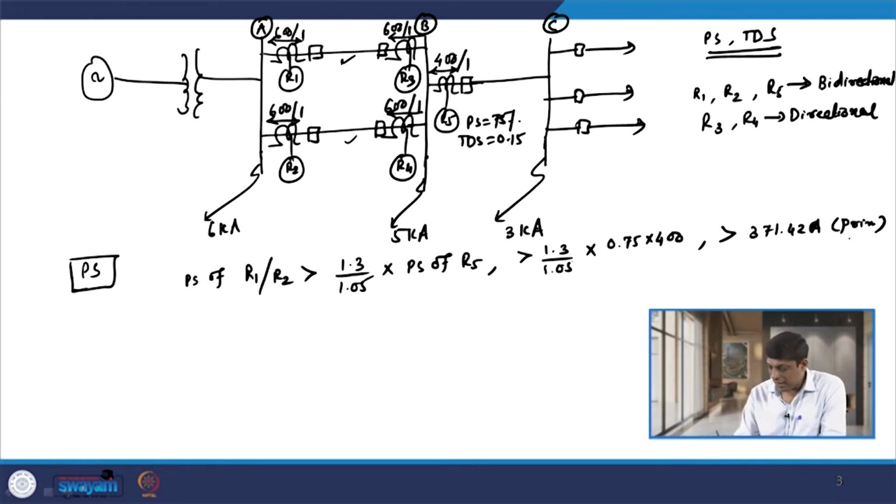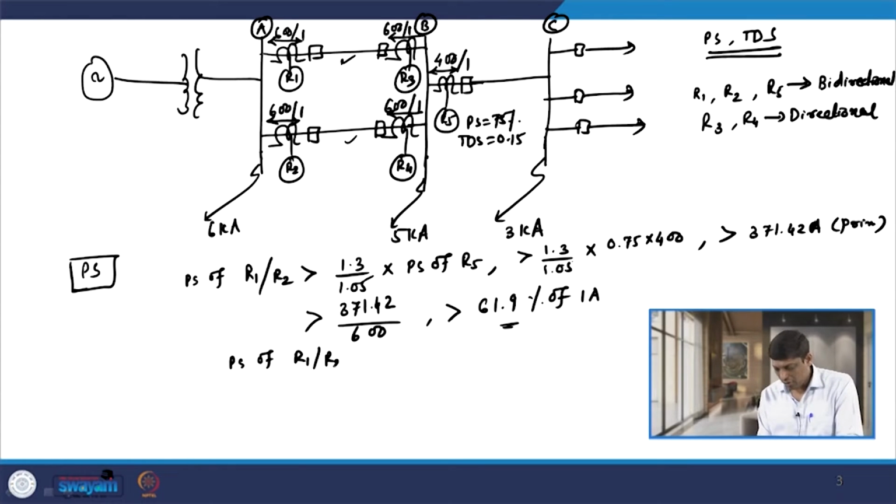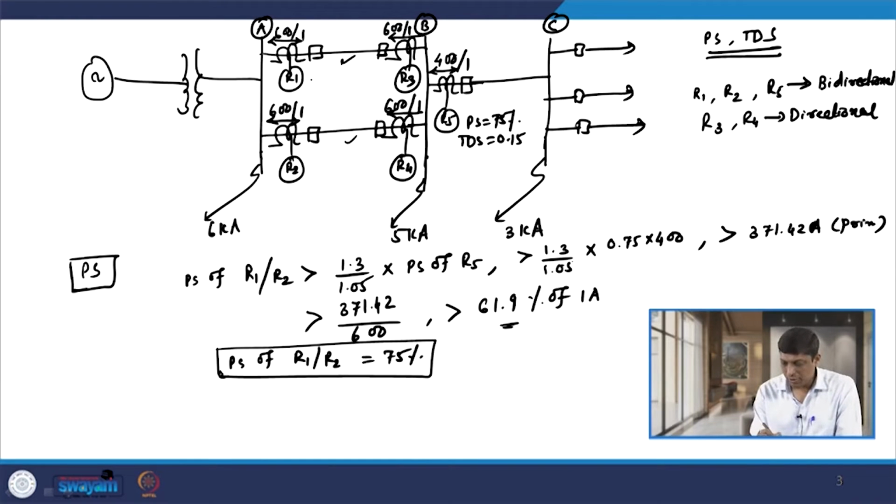If I divide by this value 600, we have the secondary value, that is 371.42 divided by 600. The value on the secondary side comes out to be, in percentage, 61.9% of 1 ampere. So, the next higher range above this is 75%. So, the plug setting of R1 or R2 is selected as 75% of 1 ampere. So, this we have calculated. Both this plug setting is 75% and this plug setting is also 75%.